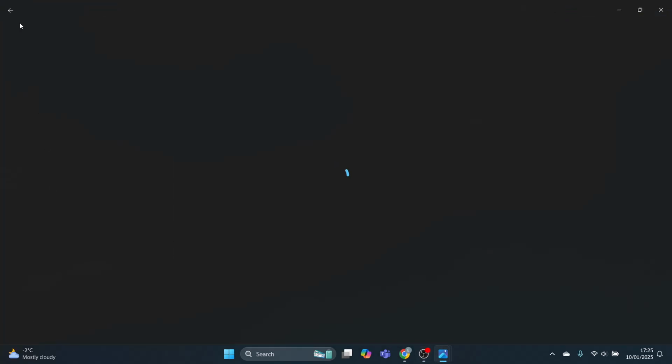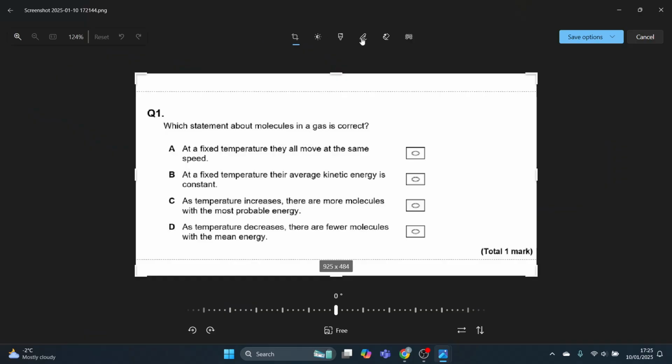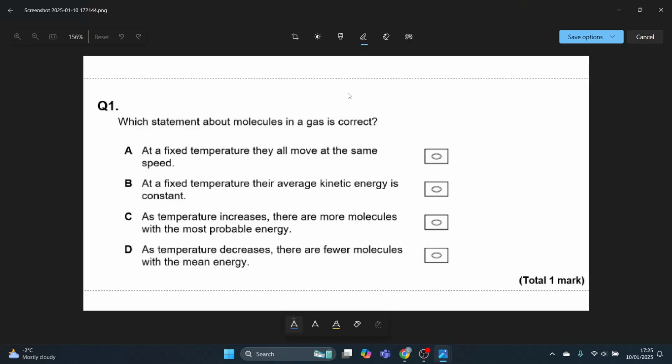Maxwell-Boltzmann distribution curve multiple choice questions. Question 1. Which statement about molecules in a gas is correct? At fixed temperature, they all move at the same speed. That's absolutely false. At fixed temperature, the average kinetic energy is constant. That is true.